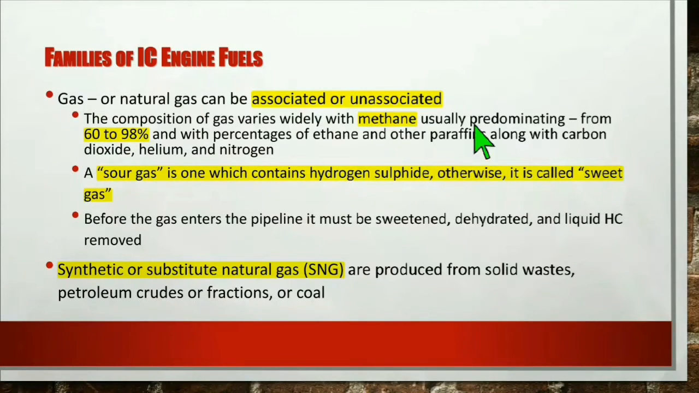Gas or natural gas can be associated or unassociated. The composition of gas varies widely, with methane usually predominating from 60 to 98%, and with percentages of ethane and other paraffins along with carbon dioxide, helium and nitrogen. A sour gas is one which contains hydrogen sulfide. Otherwise, it is called sweet gas. Before the gas enters the pipeline, it must be sweetened, dehydrated, and liquid hydrocarbon removed.